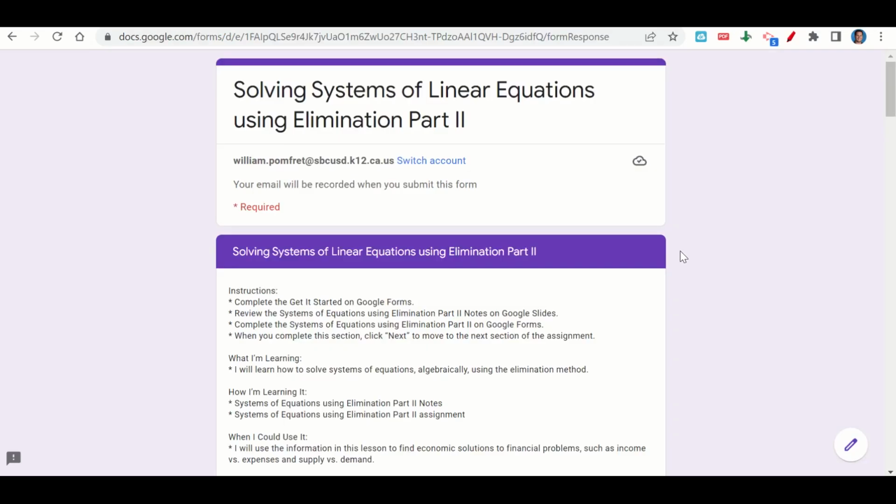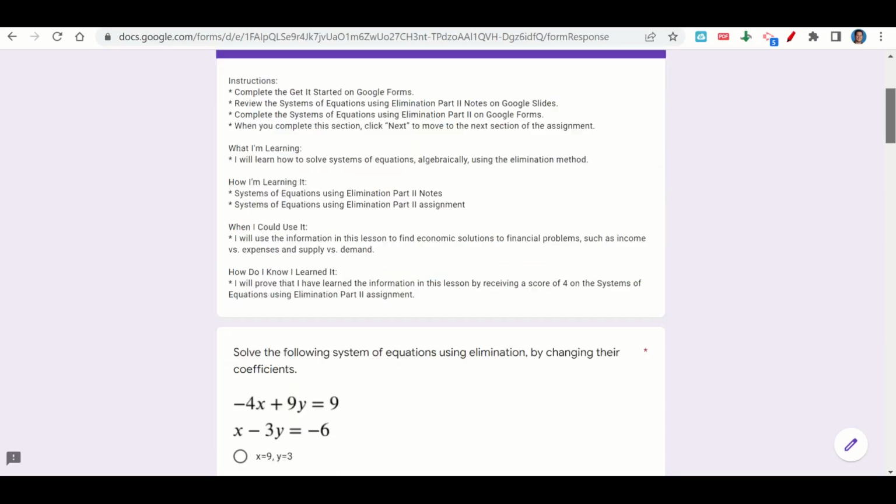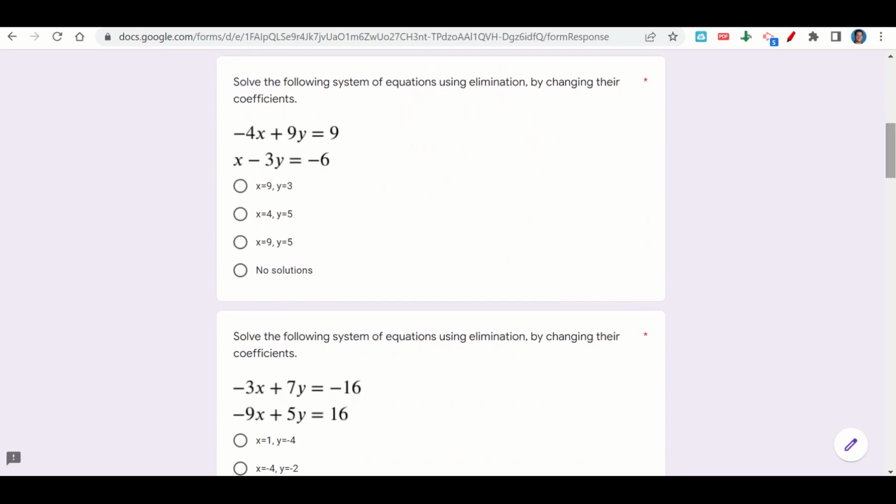Let's take a look now at the Solving Systems of Linear Equations Using Elimination Part II assignment. The assignment begins with our learning goals and success criteria. If we scroll down, we can see the questions. Now it says to solve using elimination. So we got negative 4x plus 9y is equal to 9 and x minus 3y is equal to negative 6.